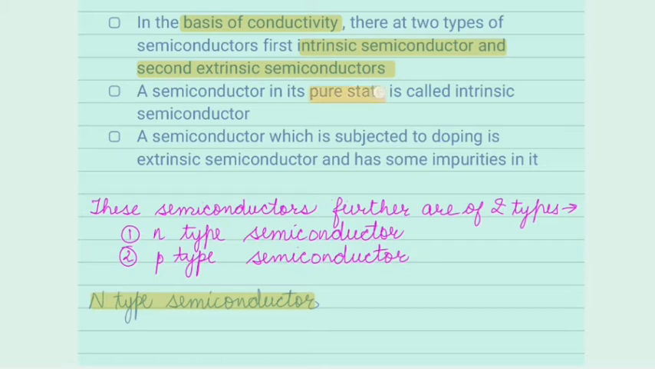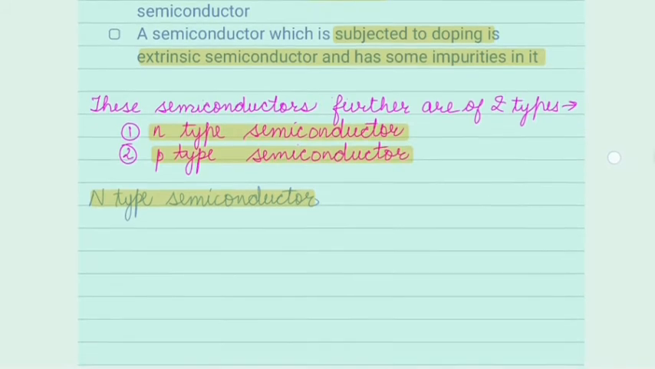If the semiconductor is in the pure state, it is called an intrinsic semiconductor, whereas if the semiconductor is subjected to doping, meaning doping is a procedure in which we add impurities, then it is an extrinsic semiconductor. These extrinsic semiconductors are further of two types. First is N-type semiconductor and the second is P-type semiconductor. Let us first discuss N-type semiconductors and what we mean by that.